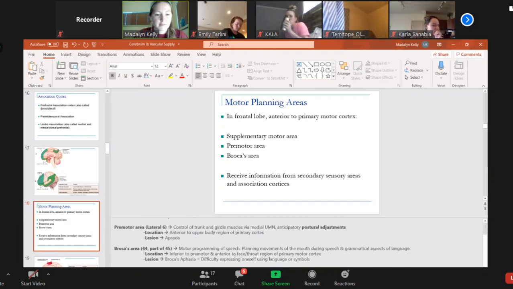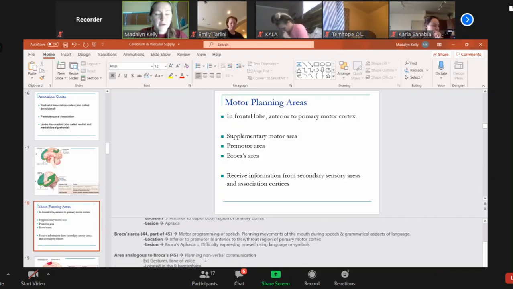Broca's area is 44 and part of 45. It's the motor programming of speech. Planning movements of the mouth during speech and grammatical aspects of language. Lesion is Broca's aphasia, difficulty expressing oneself. Remember that in Broca's, people understand what you're saying, but they just can't communicate back to you what they want to say.